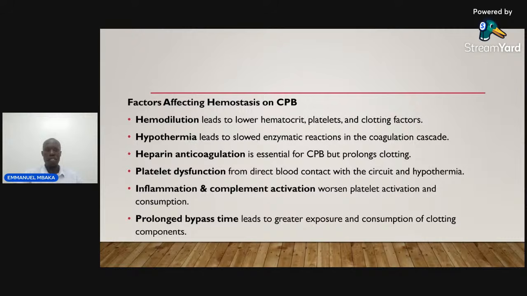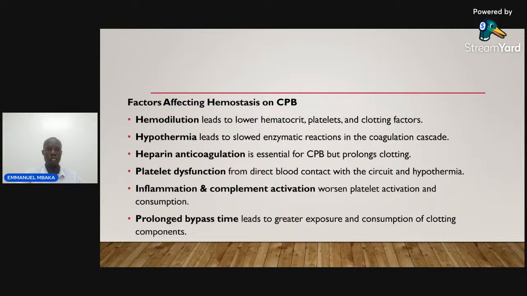So let's talk about factors affecting hemostasis on CPB. Number one is hemodilution, which leads to lower hematocrits, platelets, and clotting factors. We also have hypothermia, which leads to slowed enzymatic reaction in the coagulation cascade. Also, we have heparin anticoagulation. You remember, heparin is essential for CPB, but it prolongs clotting.